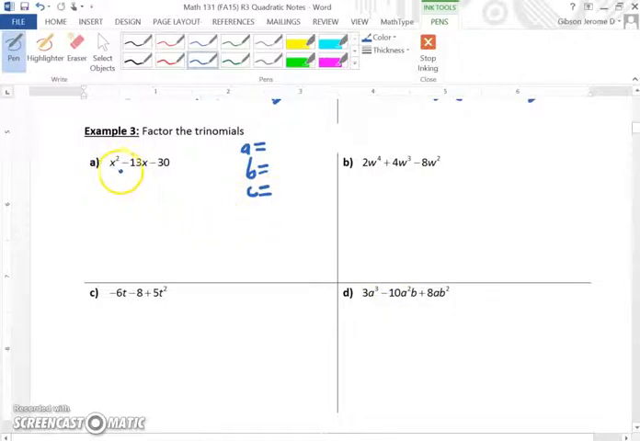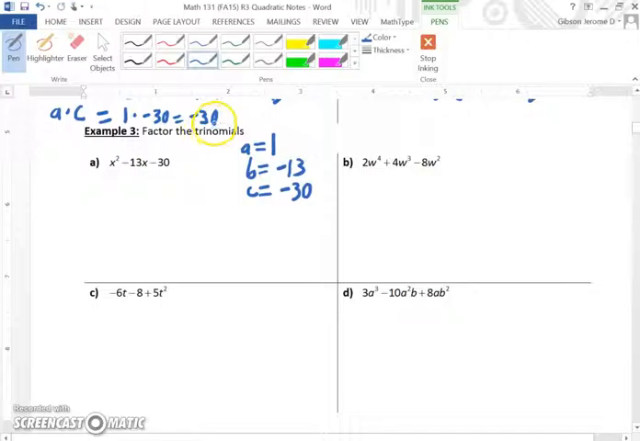A is always the coefficient of the variable squared, which would be 1 here. B is always the coefficient of the variable to the first power, which would be negative 13. And C is always the constant, the number without the variable. So now we have our A, B, and C. Now what we would do next is multiply A and C together. I'm going to write it up here for lack of space. We would take A times C, which would give us 1 times a negative 30, which is negative 30.